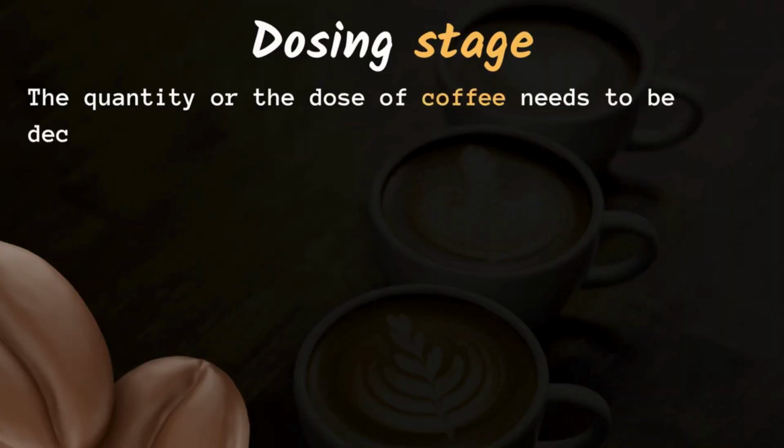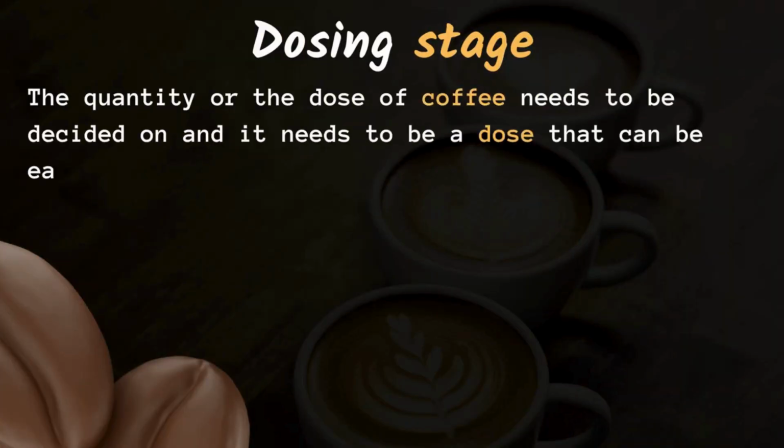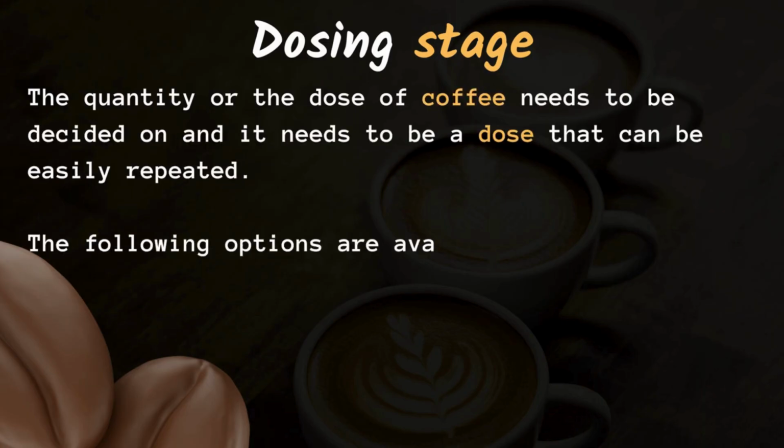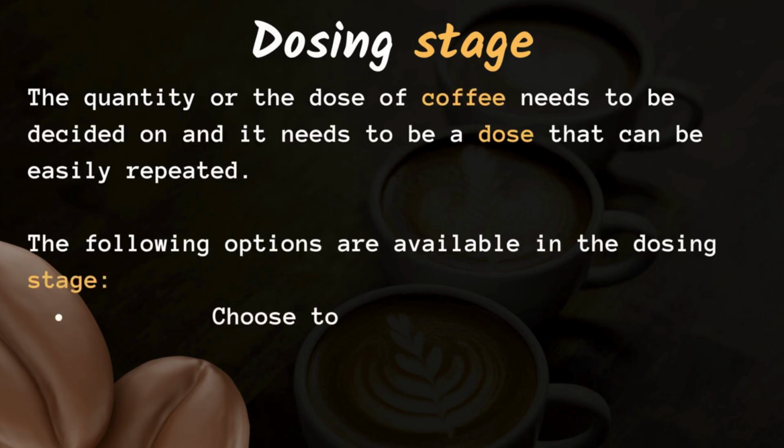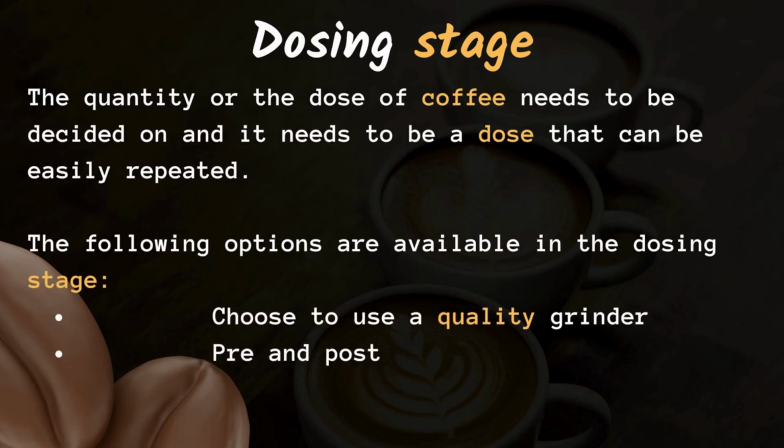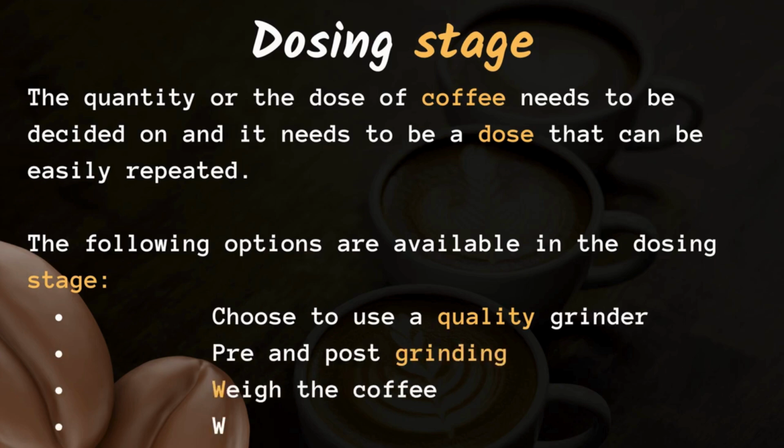Dosing stage. The quantity or the dose of coffee needs to be decided on, and it needs to be a dose that can be easily repeated. The following options are available in the dosing stage. Choose to use a quality grinder. Pre and post grinding, weigh the coffee. Weigh for muscle memory.